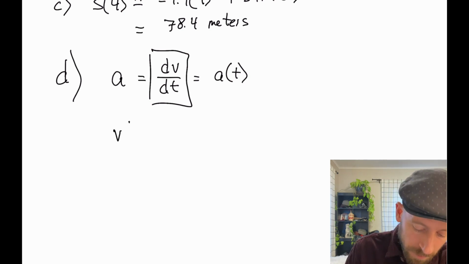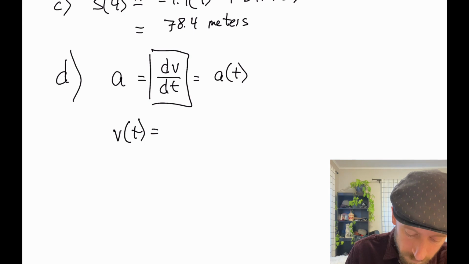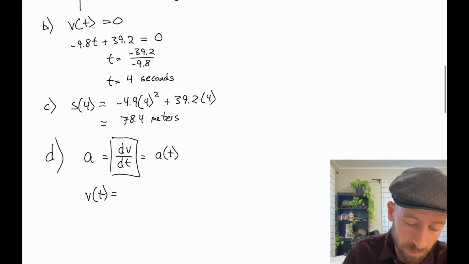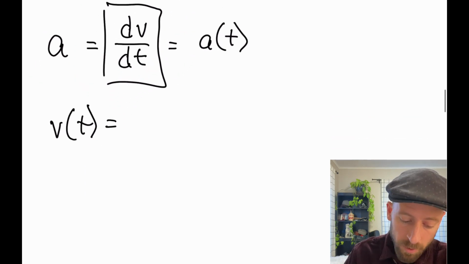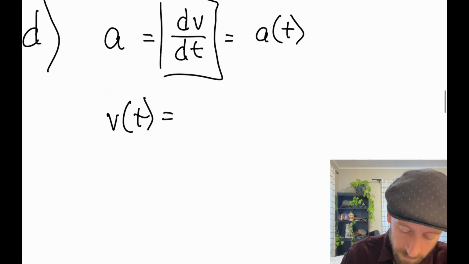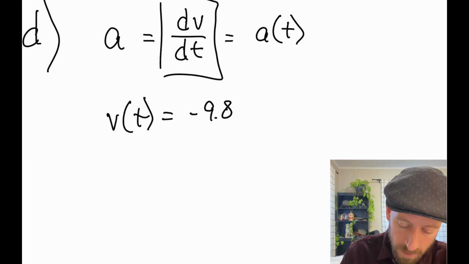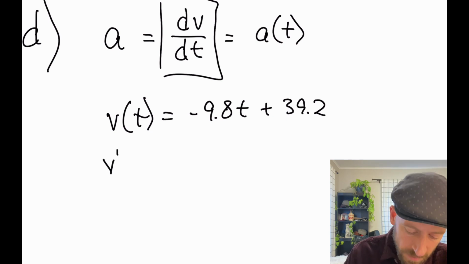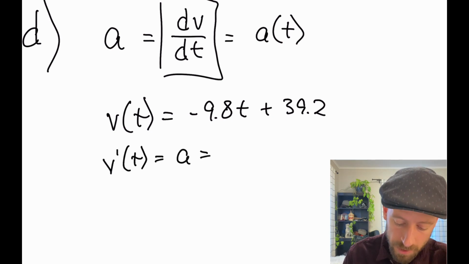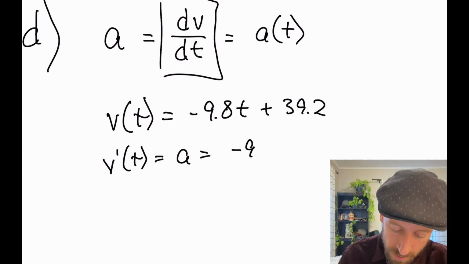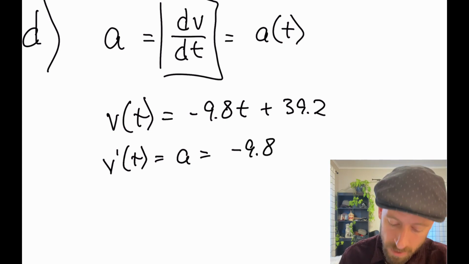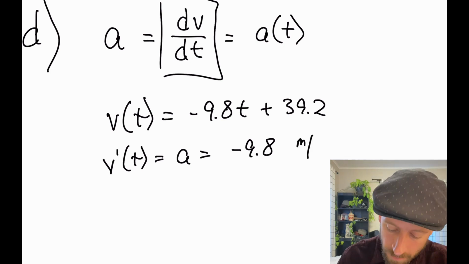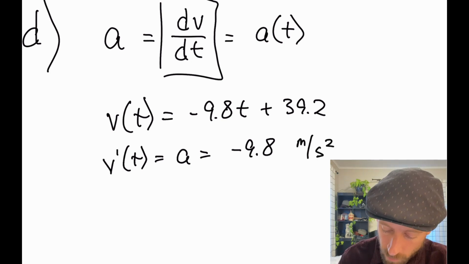So our velocity function, v of t, was given to us before. We actually wasn't given to us. We found it. It was negative 9.8t plus 39.2. So negative, what was that? Negative 9.8t plus 39.2. If we find the derivative of that, we will get the acceleration. And the acceleration is negative 9.8. The units would be meters per second squared.